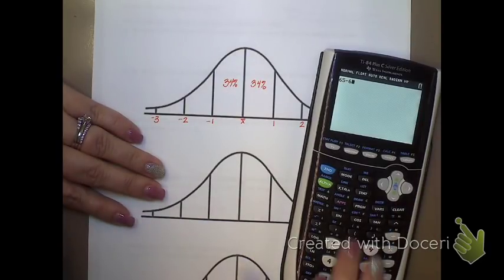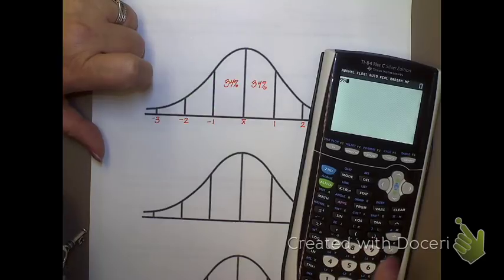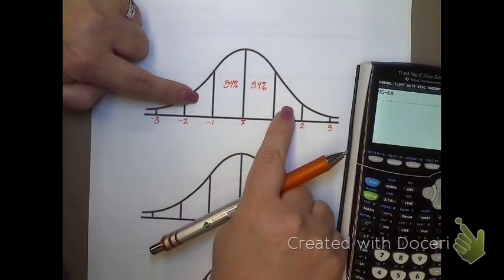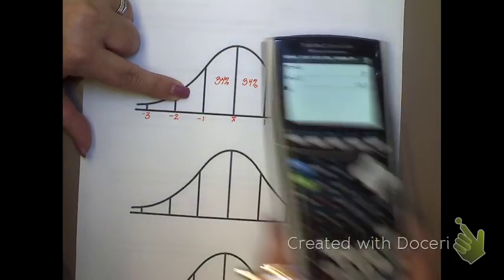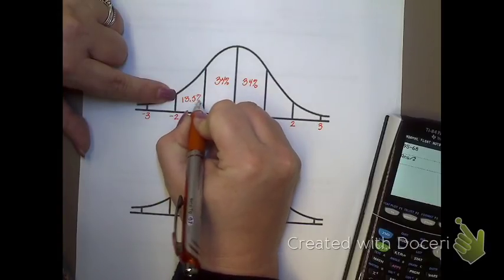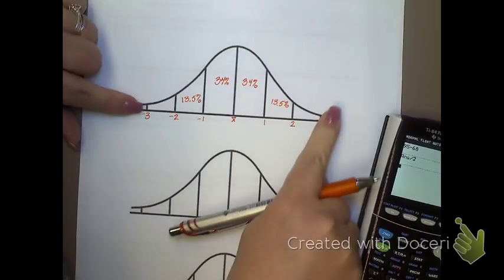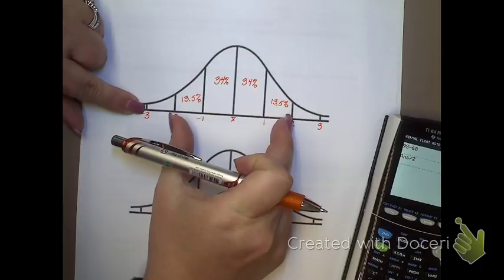95 minus 68 leaves me 27% to be split evenly for those two. So if I divide it by 2, that means each of those is 13.5%. 13.5%. And then 99.7% is in here, but this makes up 95%.